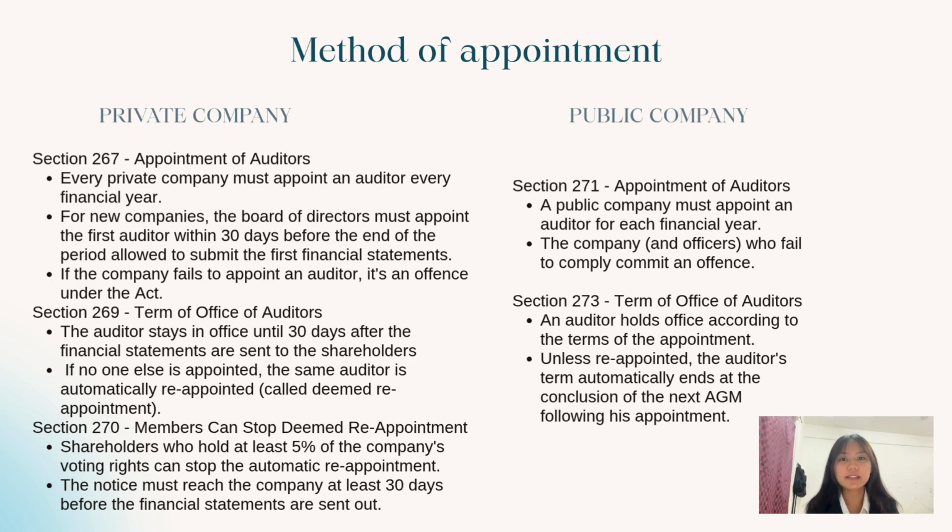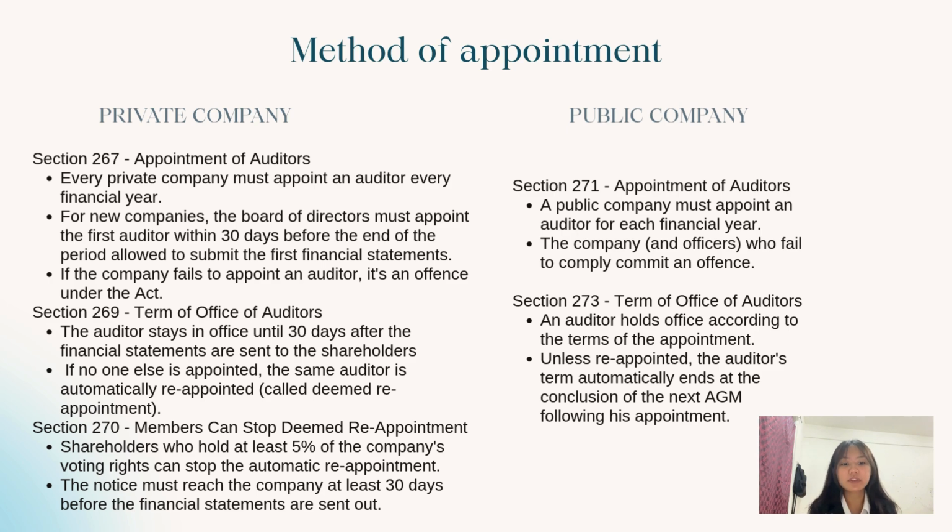The last one is Section 270 of the Companies Act 2016. Members can stop deemed reappointment. Shareholders who hold at least 5% of the company's voting rights can stop the automatic reappointment. To do this, they must send a written notice to the company saying they do not want the same auditor reappointed.